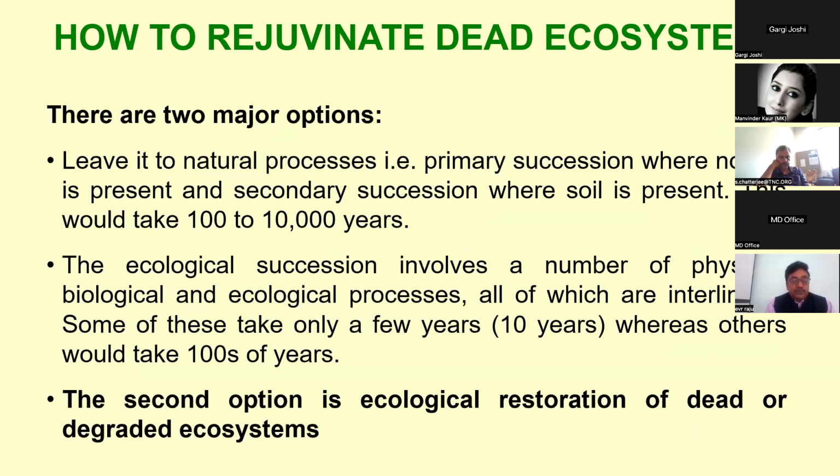How can we rejuvenate the dead ecosystem? There are two major options. One is to leave it to nature. It follows its own succession time frame, and it may take up to 100 years or even 10,000 years. It depends. The second option is our own human-induced ecological restoration. This could happen within a very short period, in 5 years or 10 years, depending upon how you repair the feedback loopholes.